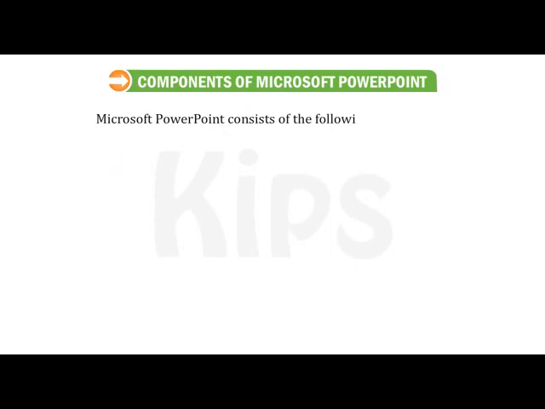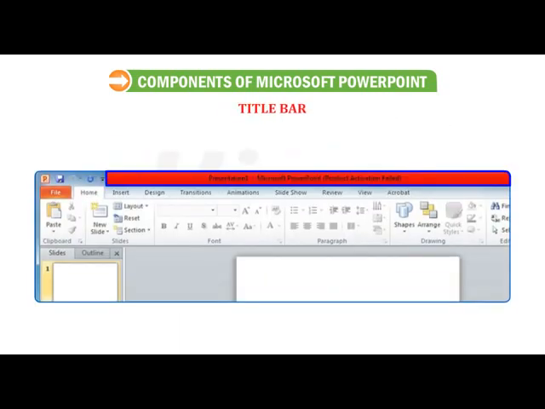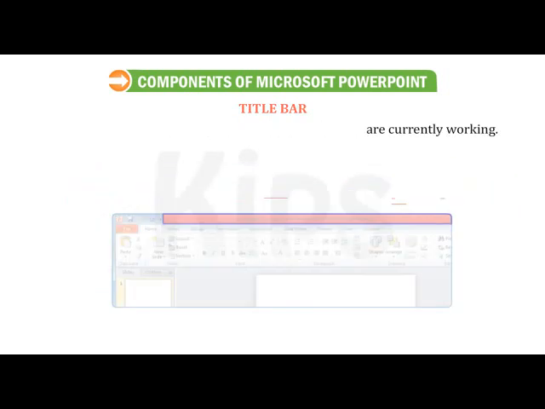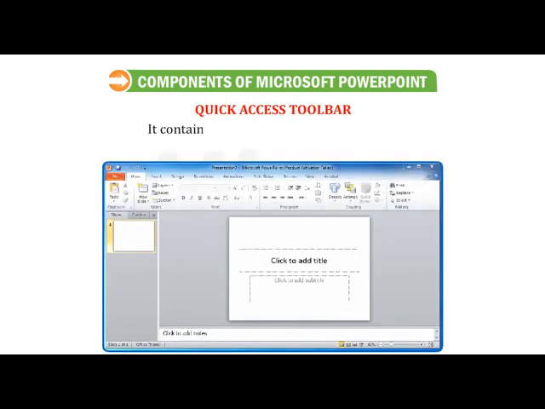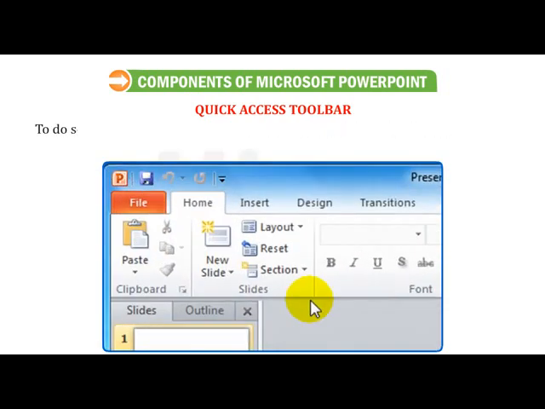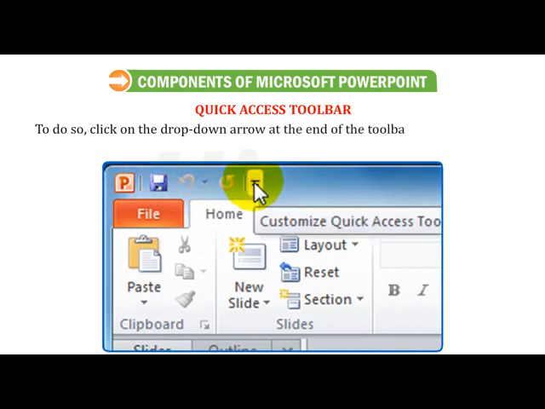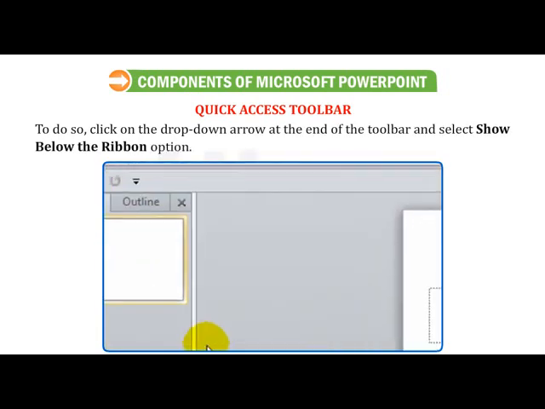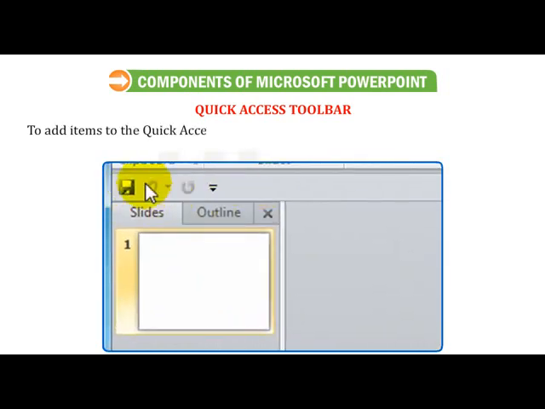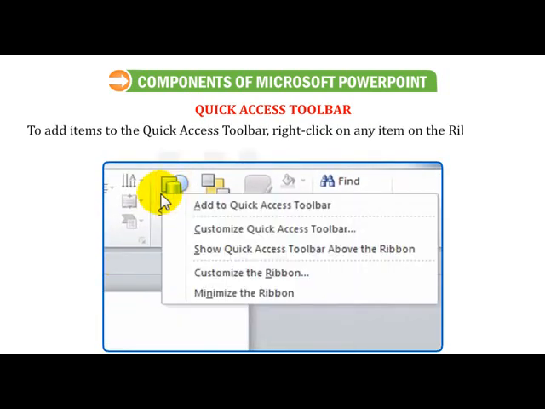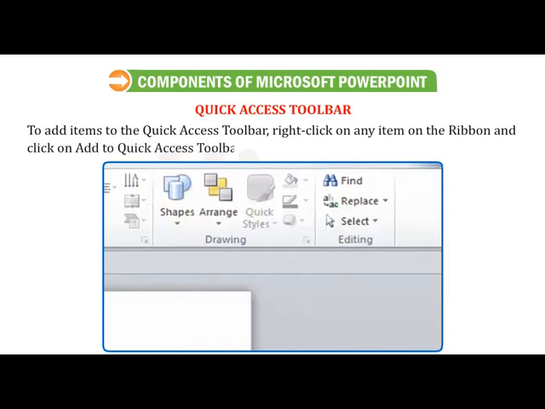Now let us understand the components of Microsoft PowerPoint. Microsoft PowerPoint consists of the following components. Title bar. It displays the name of the presentation on which you are currently working. Quick Access Toolbar. It contains the frequently used commands. You can place this toolbar either above or below the ribbon. To do so, click on the drop-down arrow at the end of the toolbar and select Show Below the Ribbon option. To add items to the Quick Access toolbar, right-click on any item on the ribbon and click on Add to Quick Access Toolbar.